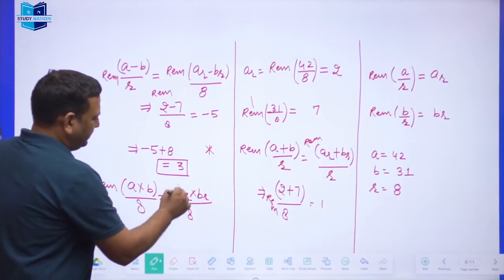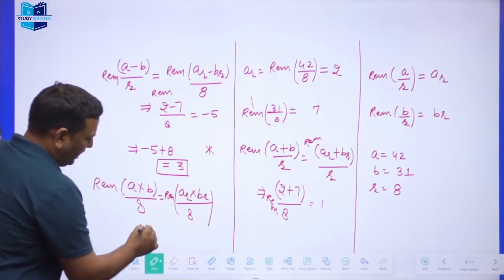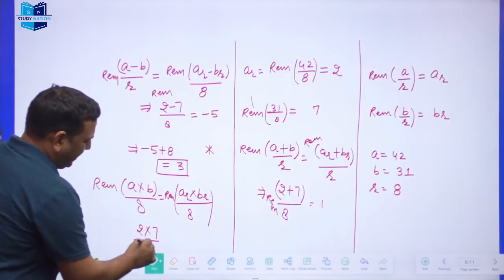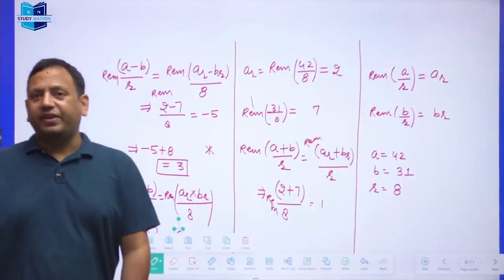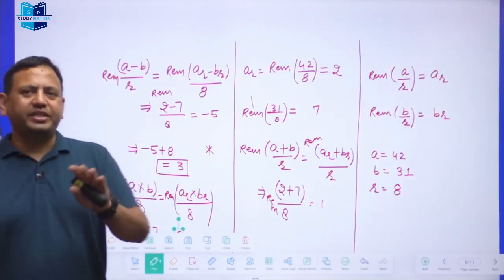So what is the remainder? First is a 2, then we will say 7 divided by 8. So that would be 14 upon 8. 6 would be the answer. Clear everyone? So I hope you understand the concept.